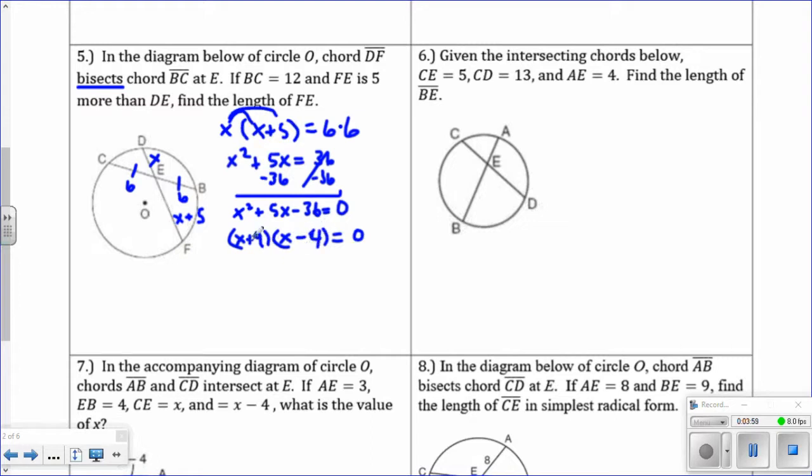Then because it's equal to 0, we do the t-bar to find the roots. Change the sign, we get a negative 9. Change the sign again, we get a positive 4. But because this represents the length of a chord within a circle, negative doesn't make sense. Reread the question. The question says to find FE. FE is X plus 5, and X is 4, so 4 plus 5 means the length of FE is 9.